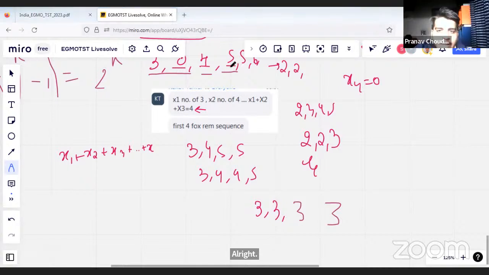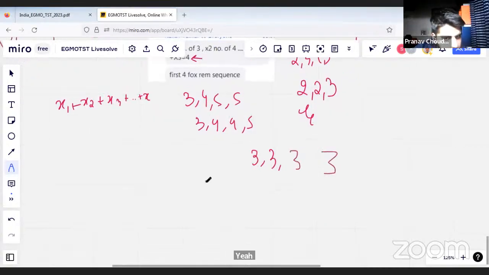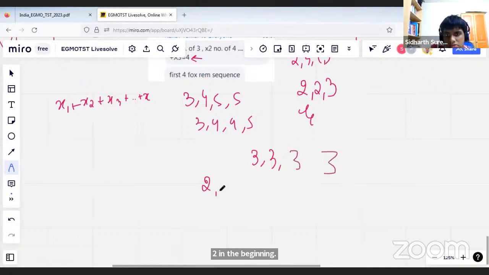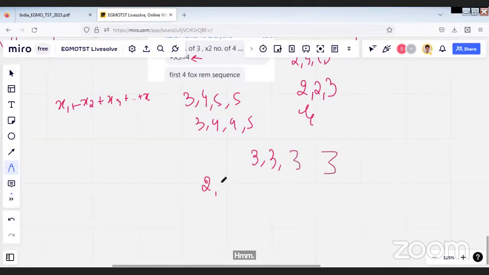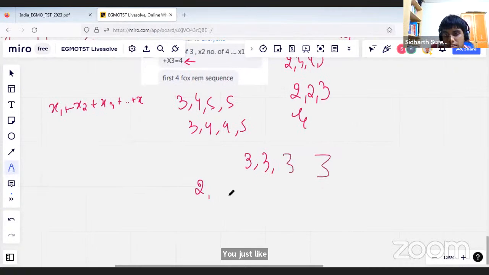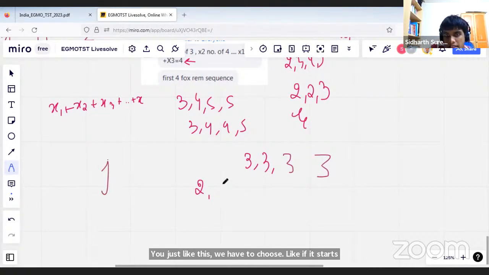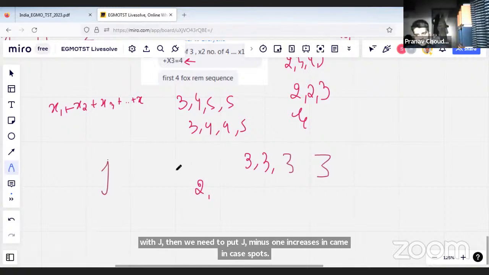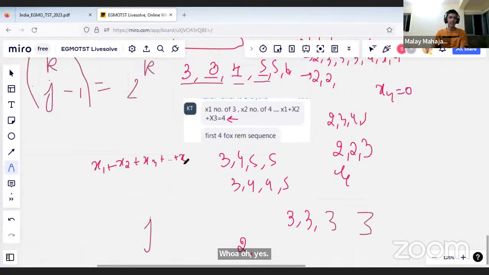Yeah, each xi is at least 1. But what if you take 2 in the beginning? Then it changes. Just define x1 to be the number of 2s, x2 to be the number of 3s. We have to choose, if it starts with j, then we need to put j minus 1 increases in k spots. And we just sum over that. Okay, fine.